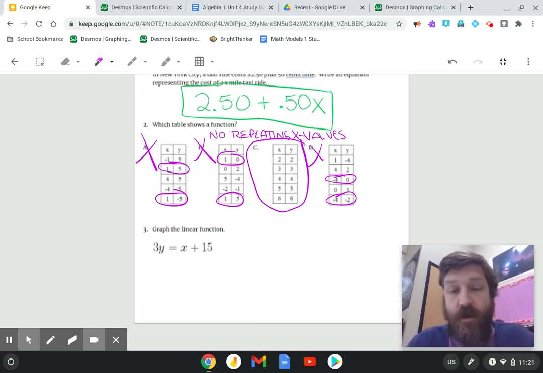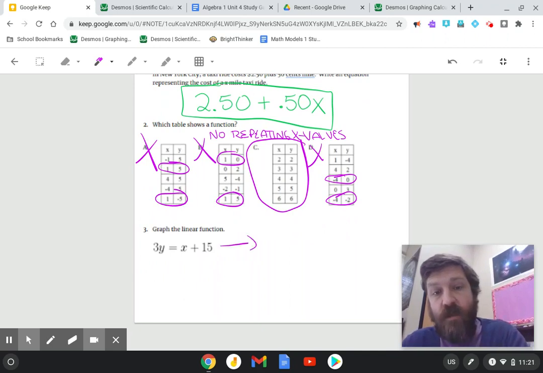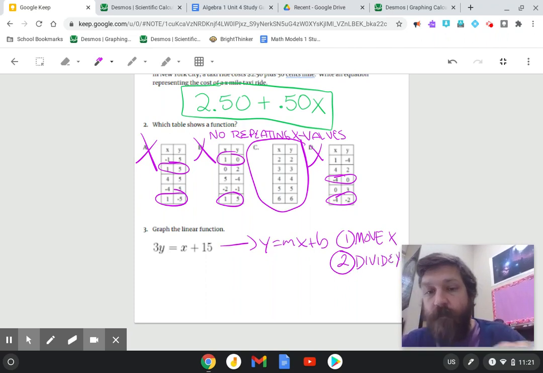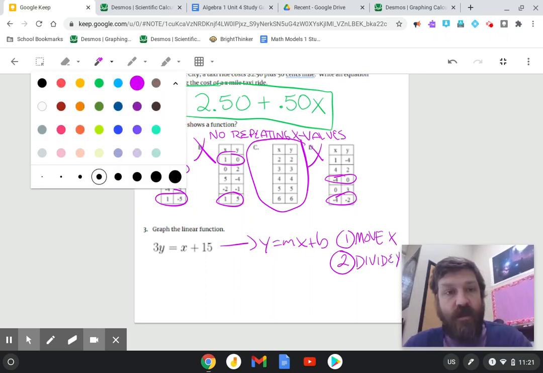Then we have to graph. And this is where they're going to give you an equation, and they're going to ask you to match it with the correct graph. So we need to put this into y = mx + b form. And the way we do that is two steps. You don't always have to use both steps because they're not always necessary. One is to move the x away from the y, and then you divide by the coefficient of y. So let's talk about what that looks like in this problem.